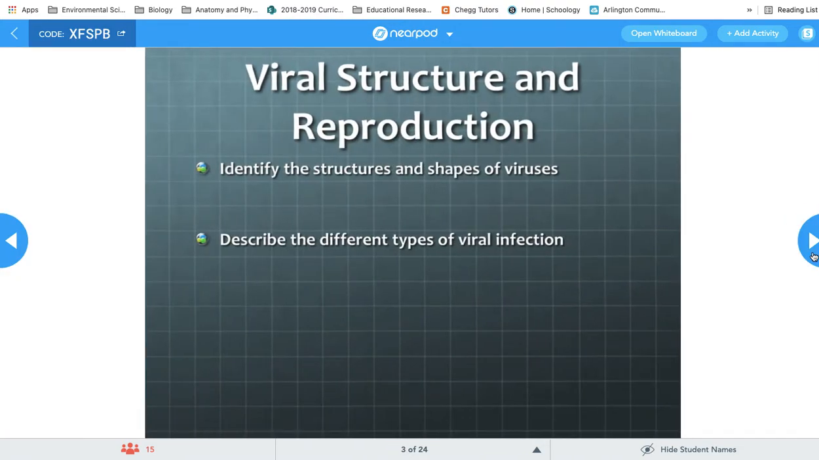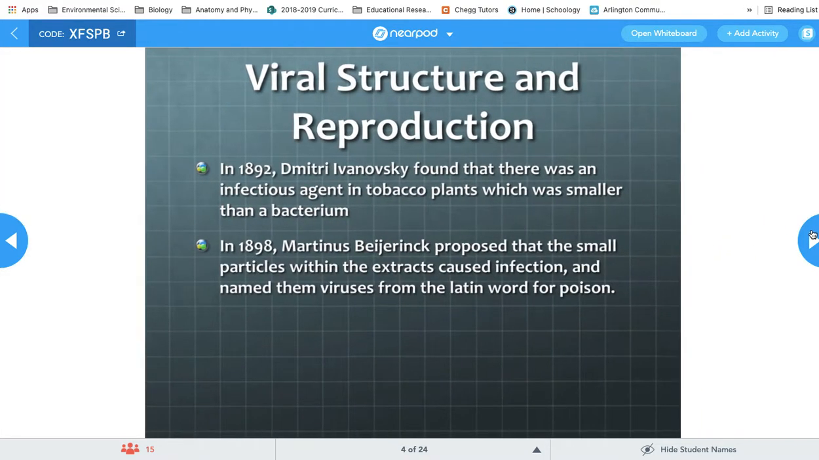We're going to start with viruses. So we should be able to identify the structures and shapes of viruses and describe different types of viral infections. And then we can even talk about classes as well within this. One thing I'm going to tell you is, with scientists, we're not really going to need to know this unless told otherwise. This just gives us a little intro, or a little background, into viruses specifically.